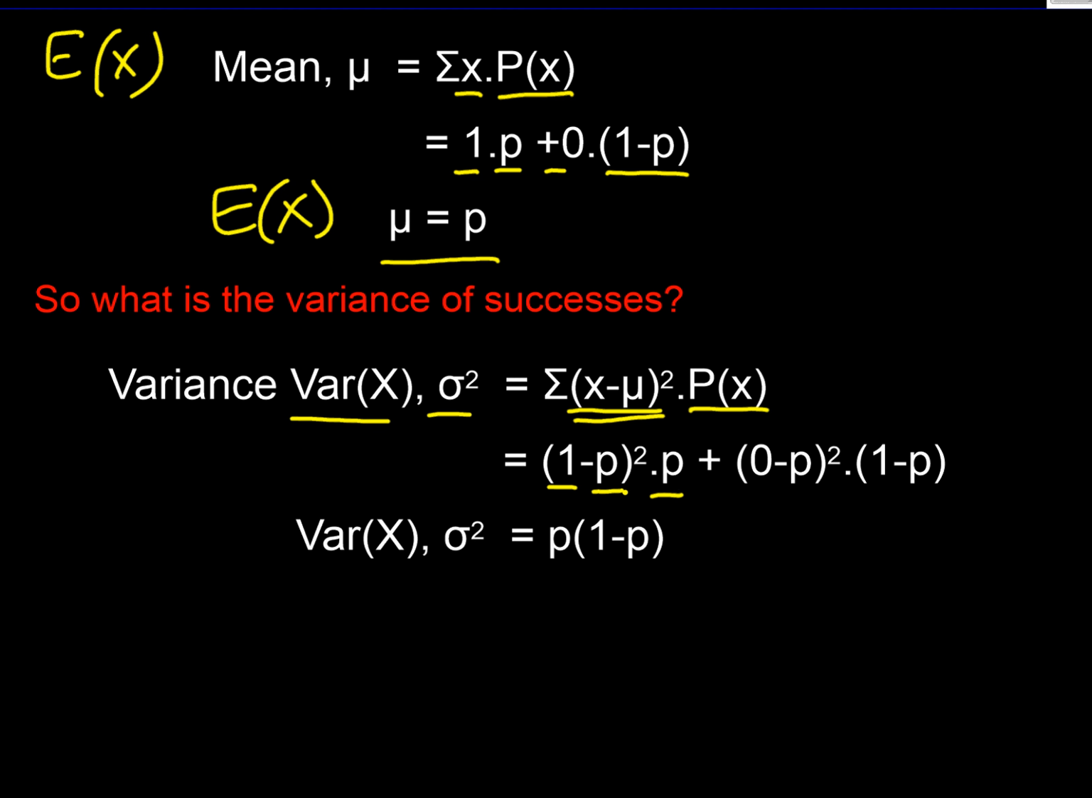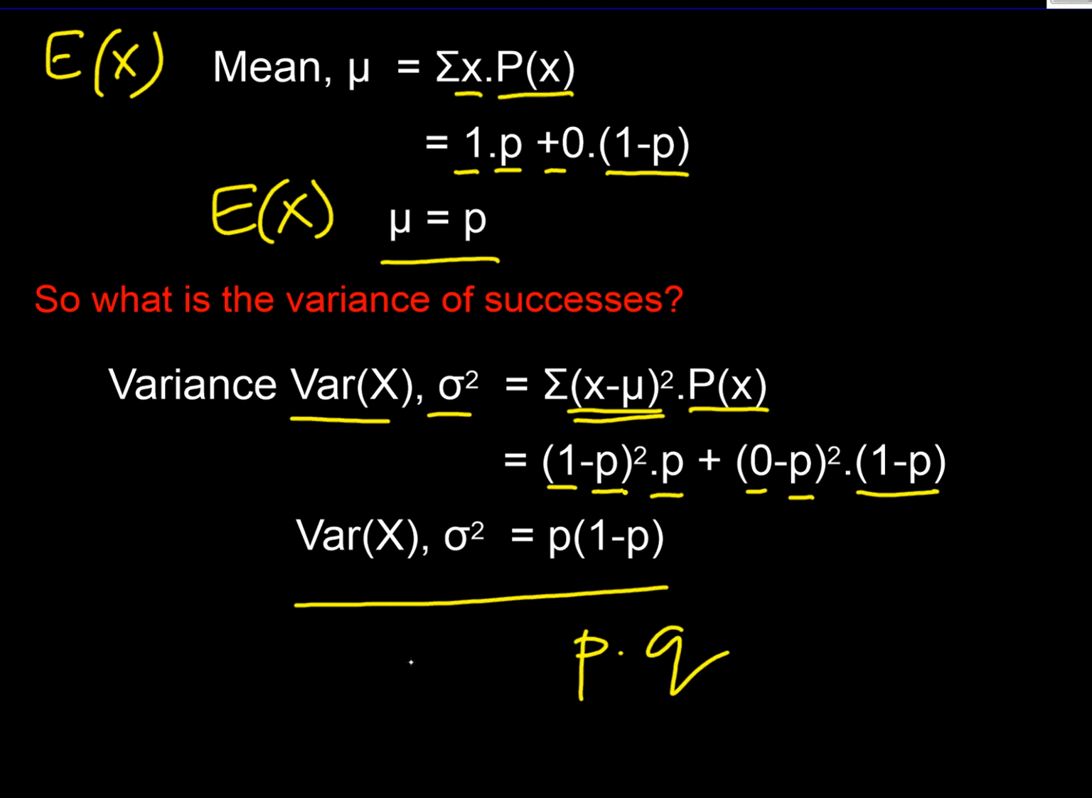If we were unsuccessful, then the number of successes is 0. We take that away from the mean, which is P, we square that and multiply it by the probability of 1 minus P, and if you rearrange that and collect up, you can see there are some common factors here. Therefore the variance of X, the variance in the number of successes, is P times 1 minus P. You might also see that written as P times Q. That would be the other way of seeing it written.